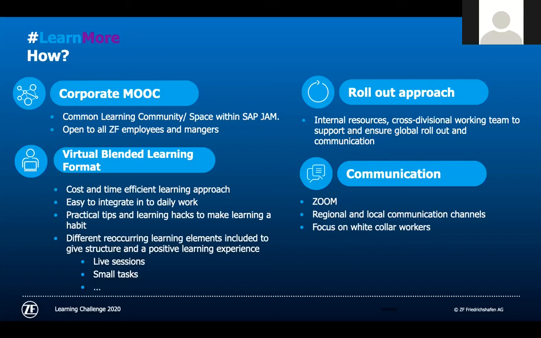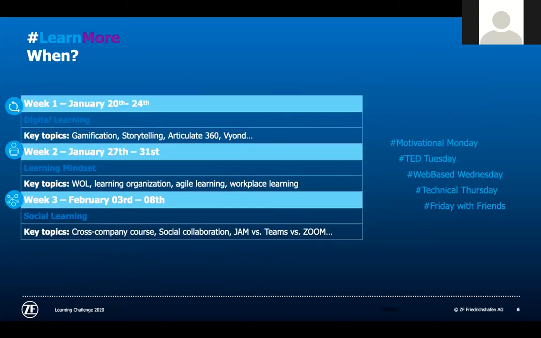We only used internal resources and we tried to communicate everything via our ZF intranet, which is also called Zoom, but we also got in touch with our regional or local HR colleagues so that they could also spread the information. For example, in Asia Pacific, most of them are not really active in our intranet. That's why they are still using email notifications as a communication method. And so we try to really reach all the different regions as well.